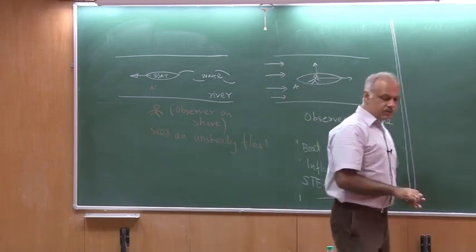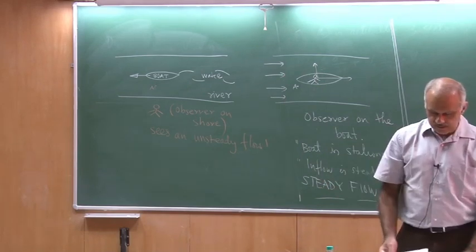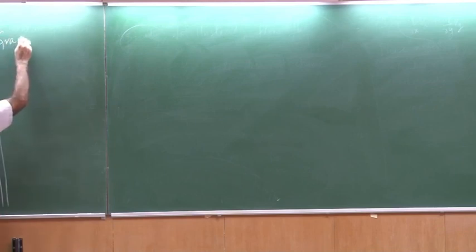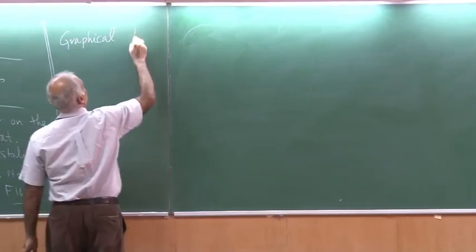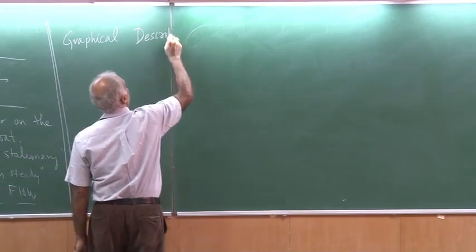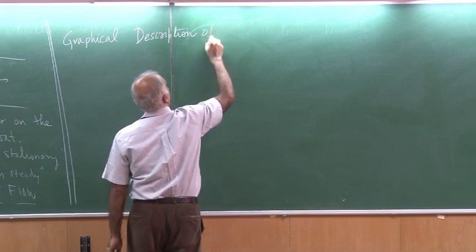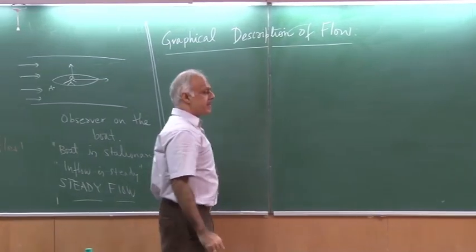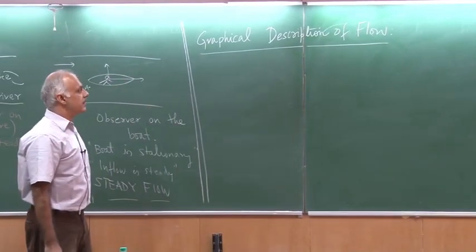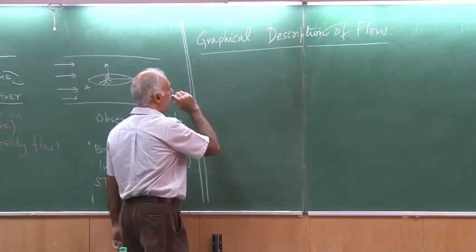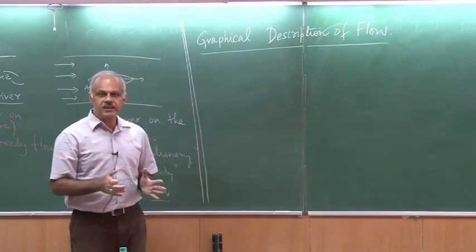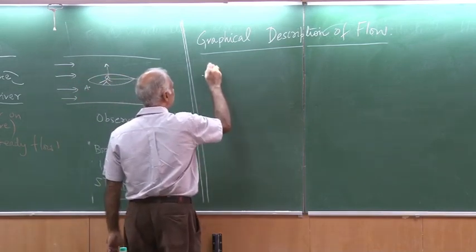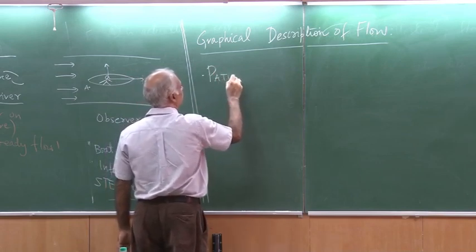Okay, now I want to talk about the description of the flow. So, we will not talk about the graphical description of flow. Okay. So, there are certain fluid elements which are moving and I want to track them. Okay. So, the first thing I want to talk about is a path line.